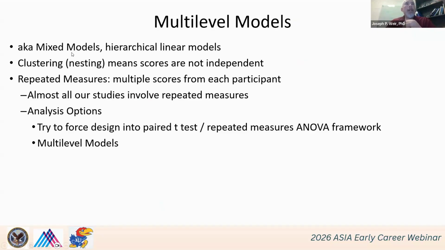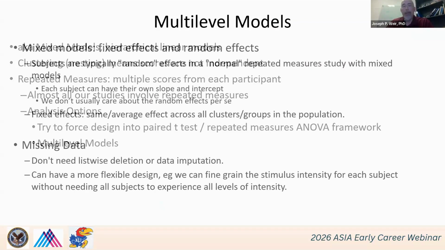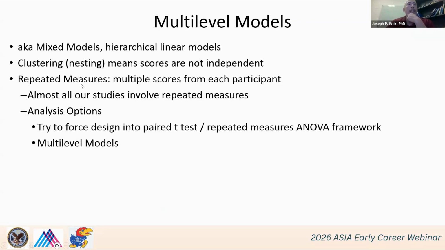But we employ these multi-level models because we have this nesting. We have this lack of independence of scores. And once again, not all single study designs are going to need multi-level modeling. In fact, most of them probably won't. But for the types of stuff that we're doing, there is this clustering that we need to be paying attention to. So we've got repeated measures, so multiple scores from each participant. And that's just true for all the types of research that we do.